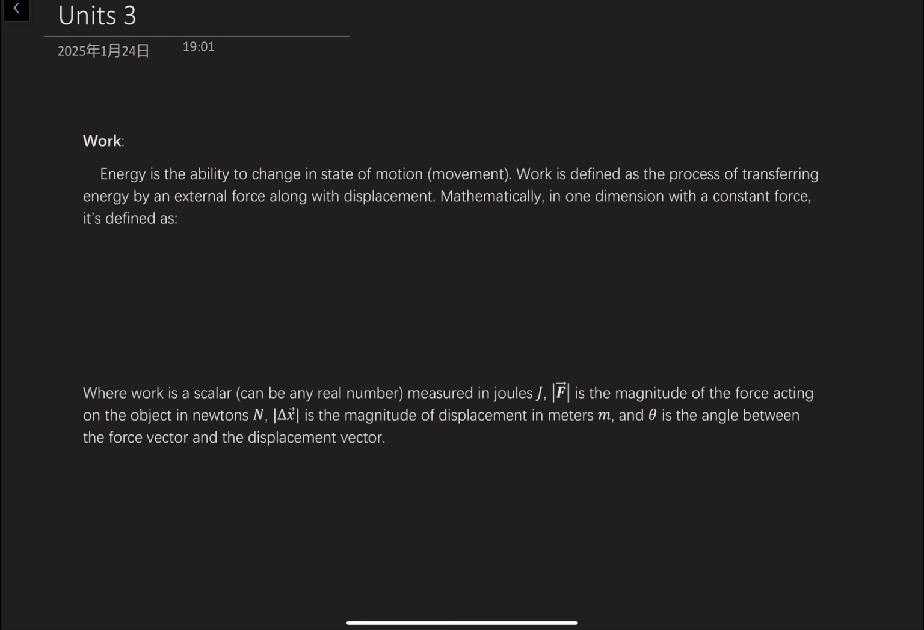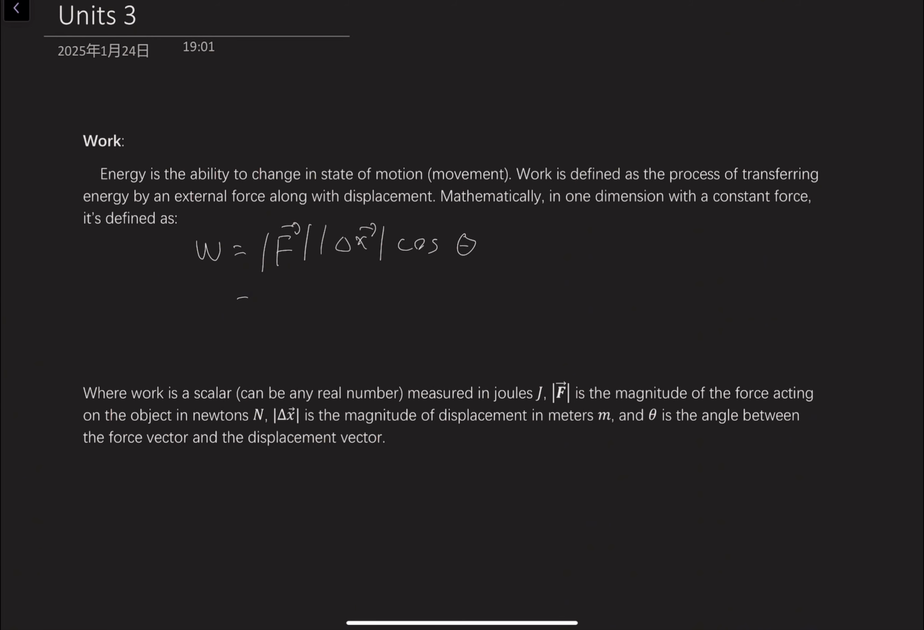In one dimension, and with a constant force, work is defined as the magnitude of the force vector times the magnitude of the displacement vector times the cosine of the angle between the two vectors. Note that F and delta x must be positive after this magnitude operator.